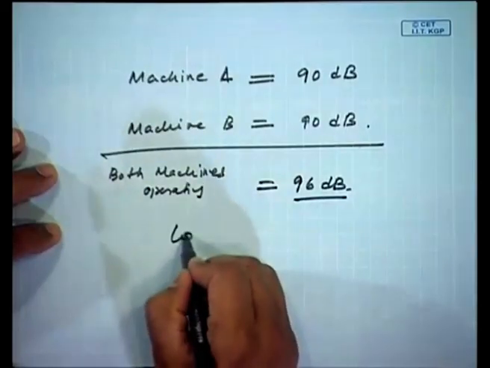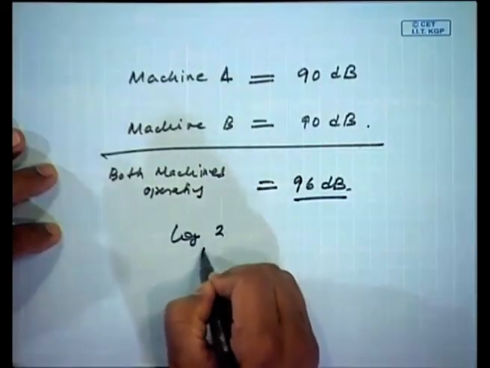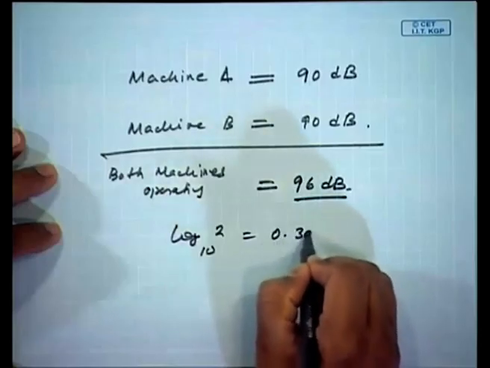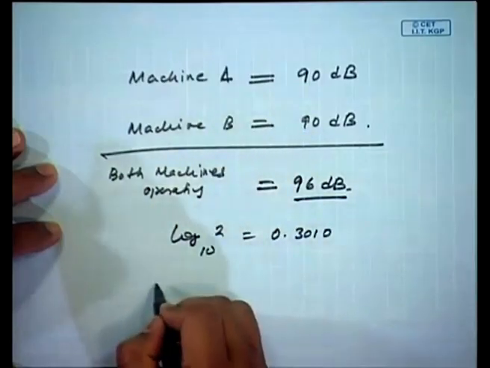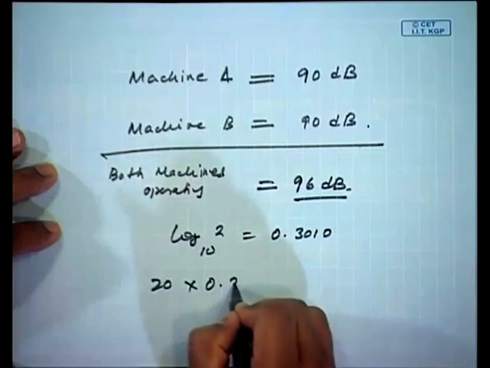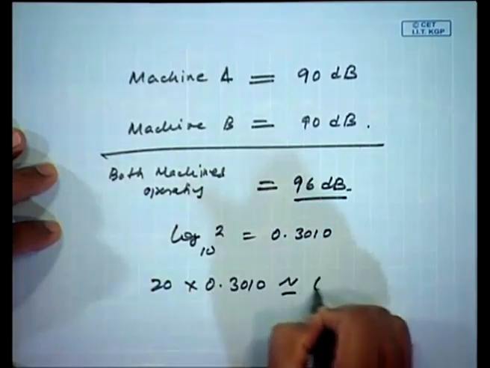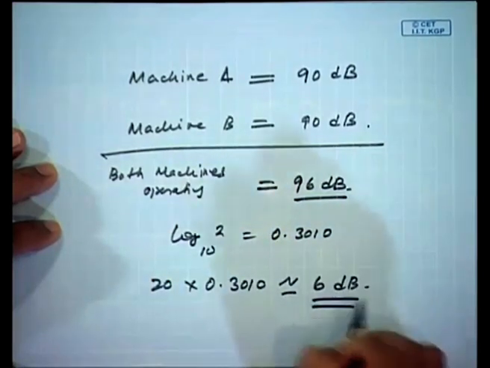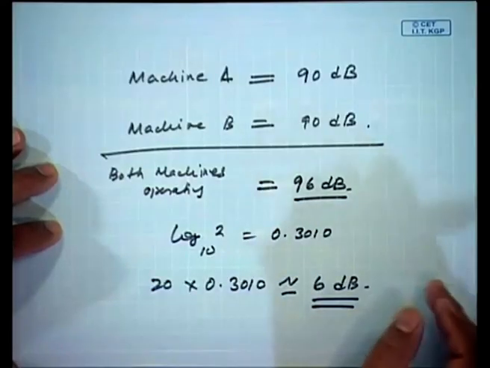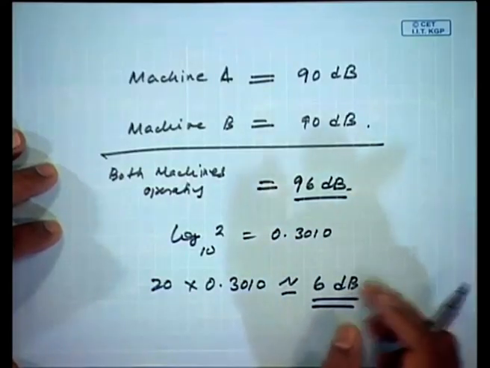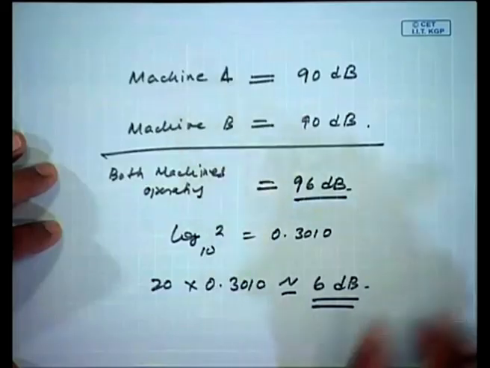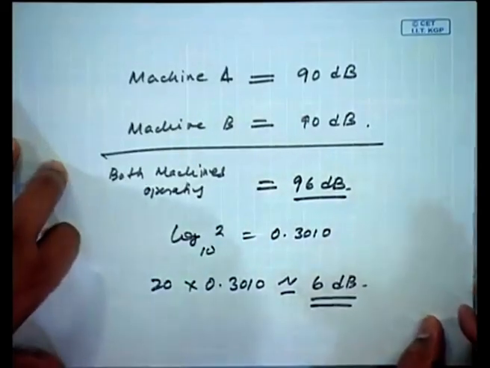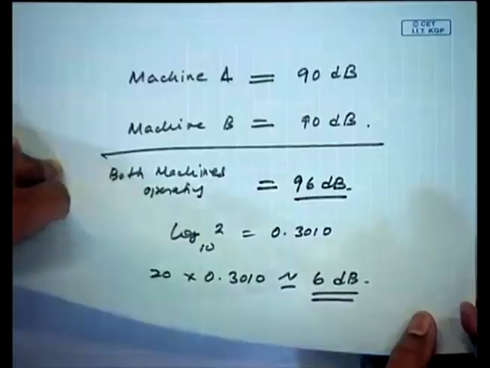Because log of 2 to the base 10 is 0.3010 times 20 will be close to 6 decibel. So, adding two sound levels of the same sound pressure levels, the level will increase by 6 decibels. Okay.